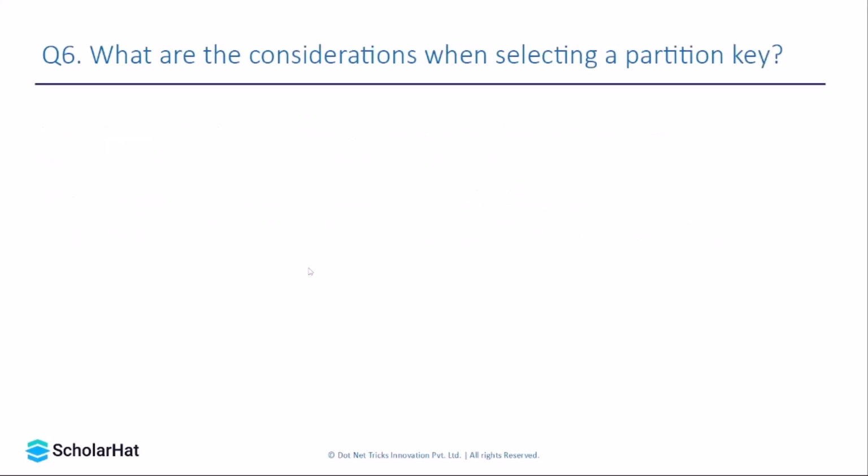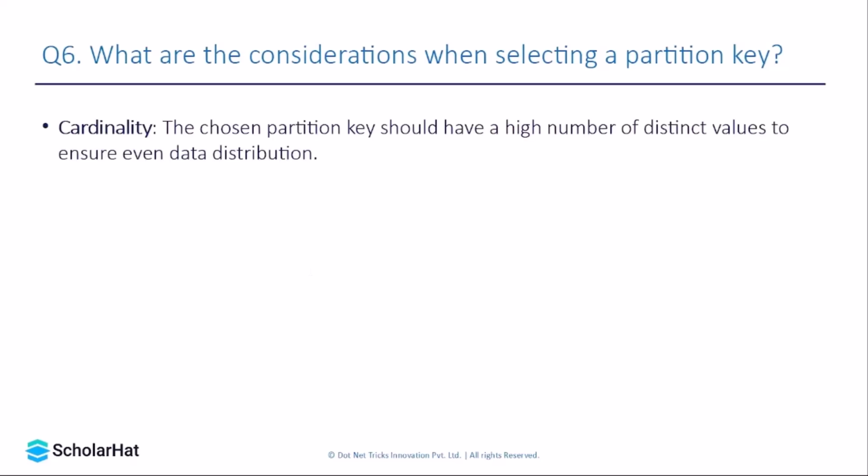Now let's move to the next question: what are the considerations when selecting a partition key? And again, this can be asked in an interview because a partition key is a very important topic in Cosmos DB. The first point that you should consider is cardinality. It simply means that we should choose a partition key that has a high number of distinct values to ensure even data distribution. Likewise, in my previous example, when we were talking about gender as male and female, since male and female are two distinct values in the entire result set, we should choose that as a partition key.